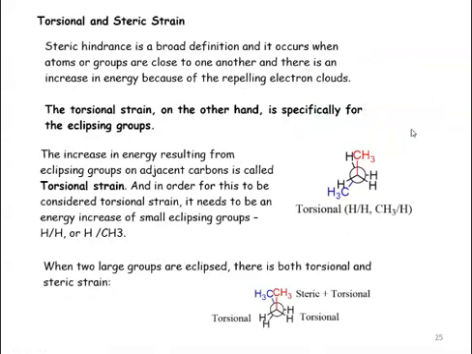Now let us learn what is torsional strain and steric strain. Why does this interaction between these groups make the structure unstable? That is all because of torsional and steric strain. What is steric strain? Steric strain is related to steric hindrance. Steric hindrance is a broad definition and it occurs when atoms or groups are close to one another and there is an increase in energy because of the repelling electron clouds.